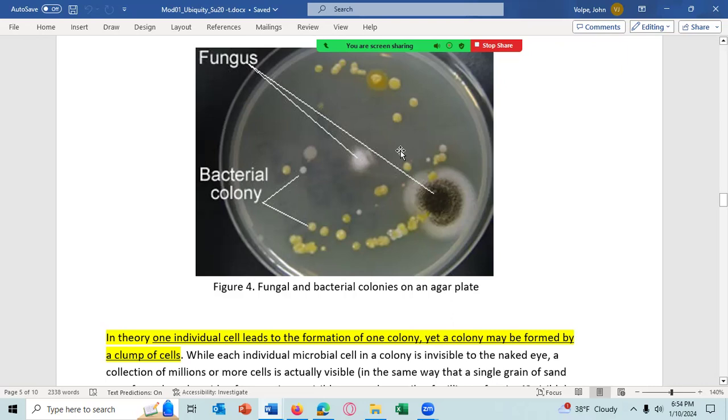Any questions about that? I'm talking about these colonies because they're the same species. That one and that one are obviously different species.